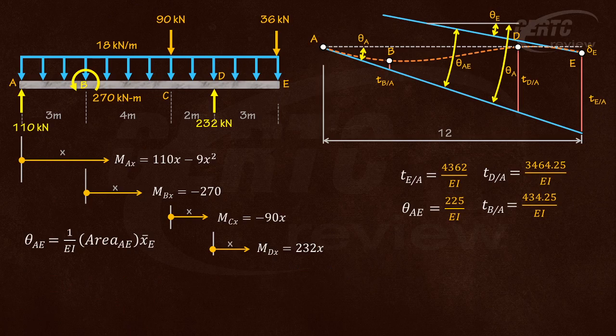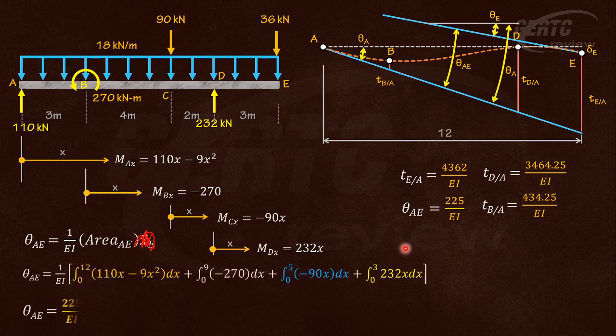I was not able to delete this one. Okay, let's leave it like that. So, without the moment arm only. The same limits, the same everything. 225 over EI.